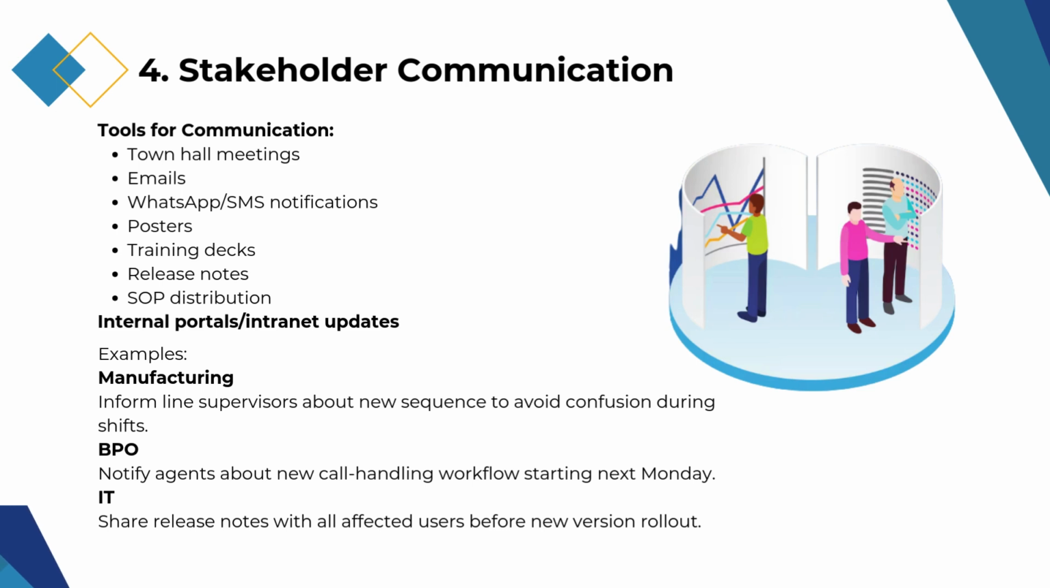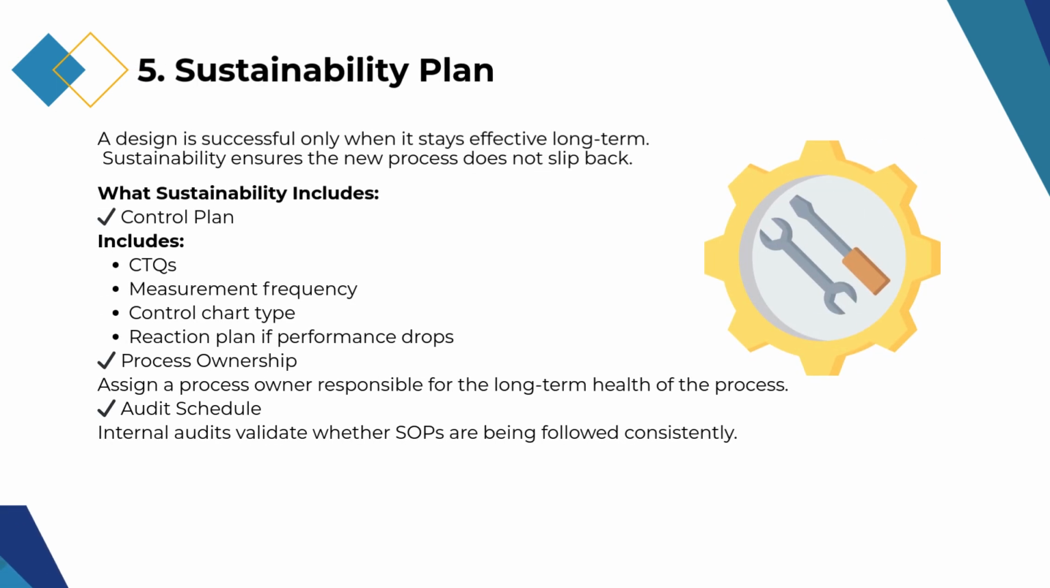This slide highlights communication tools used to reach stakeholders, such as meetings, emails, messages, training materials, and portal updates. The examples show how timely communication in manufacturing, BPO, and IT helps everyone understand changes in advance and avoid confusion during rollout. This slide explains the sustainability plan, which ensures improvements last over time.